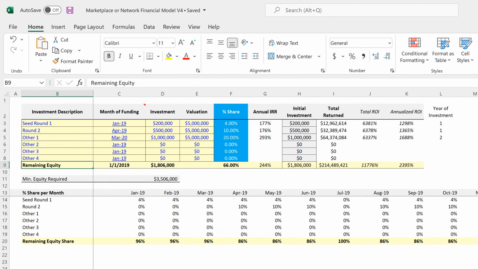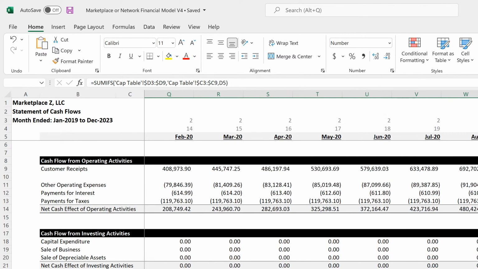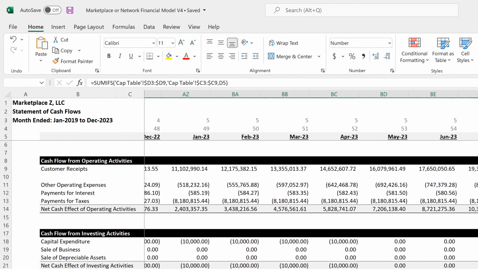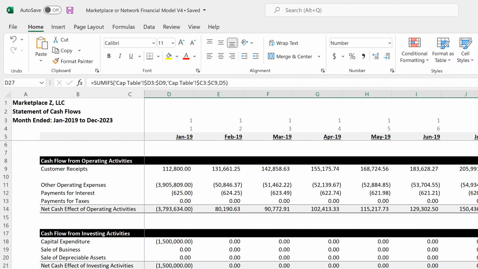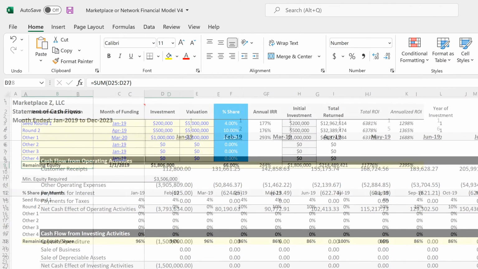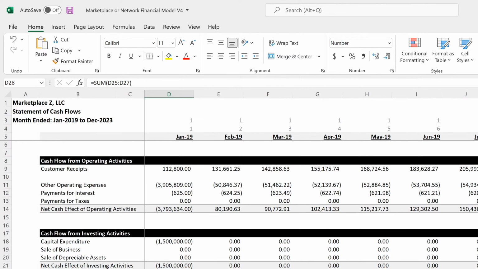Okay, so now go over the cash flow and look here. We have some coming in here. Wait, why is this all? We should have $1 million coming in out of March and April. What happened there? Oh, did not drag it over.